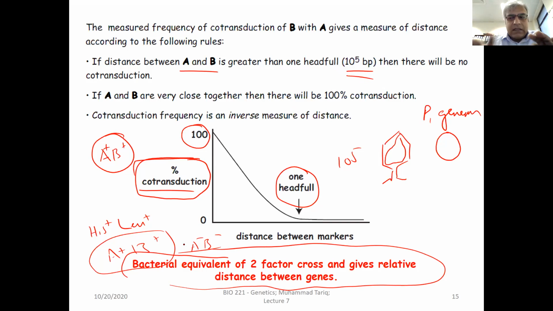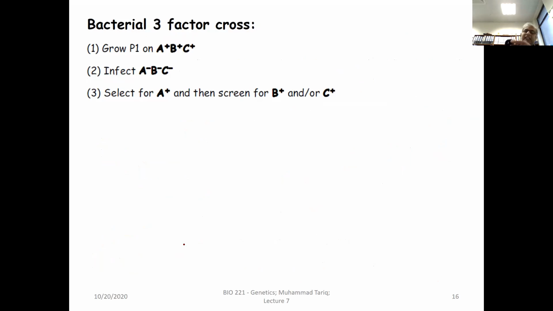Yes, sir. Okay. Now let's see bacterial three-factor cross. We have now a third. You remember, in plants and eukaryotes, the 3-point test cross was where we have 3 independent phenotypes, and we set up a test cross with a triple mutant and then try to map the genetic distance. Similarly, you have now included a third mutant phenotype. Let's say you have His minus, leucine minus, and tryptophan minus.